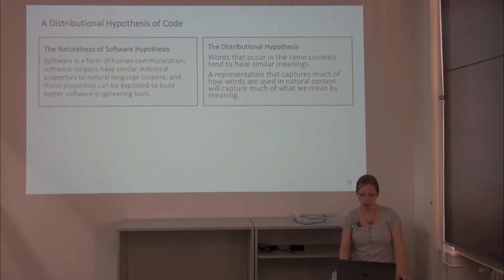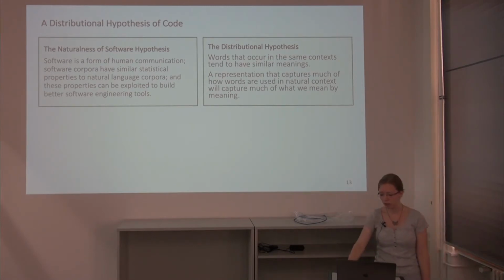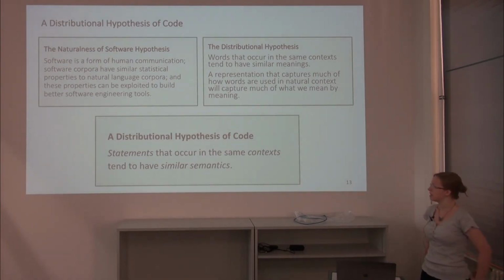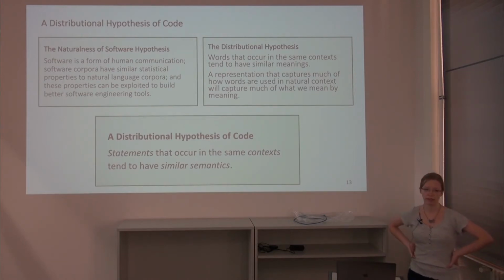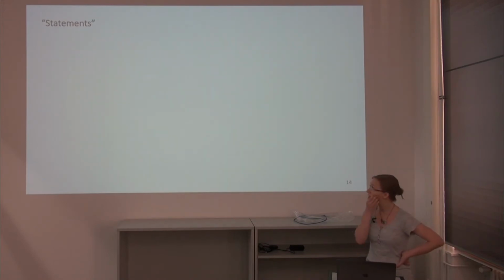Now that we've done that, let's take a look at how we would actually use this for code. So I told you about the naturalness of software hypothesis as well as the distributional hypothesis. If we put these two together, we might want to formulate a distributional hypothesis for code. And this goes something like that. Statements that occur in the same contexts tend to have similar semantics. Now, the words statements, context, and similar semantics are not so clear, so let's dive deeper into what that would mean. Let's start with statements.